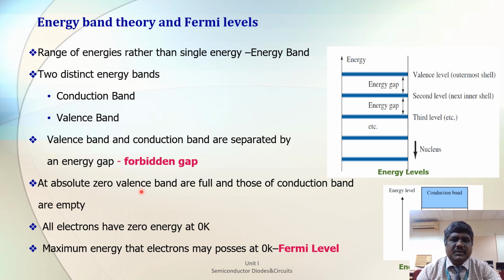At absolute zero, the valence band is full and the conduction band is empty. All electrons have no energy at 0 Kelvin. The maximum energy that electrons may possess at 0 Kelvin is the Fermi level.